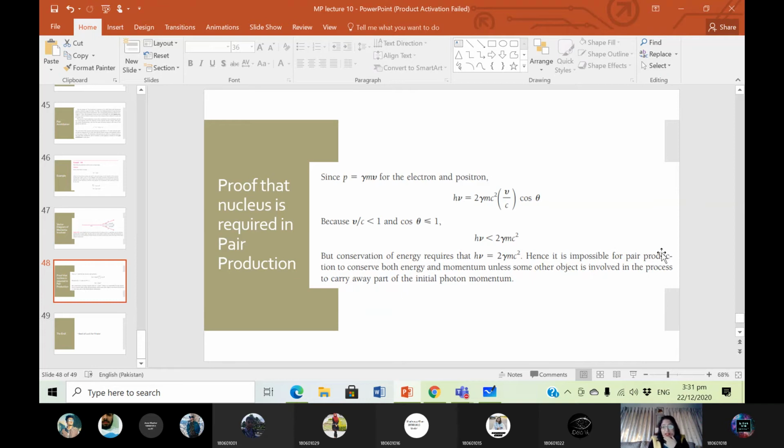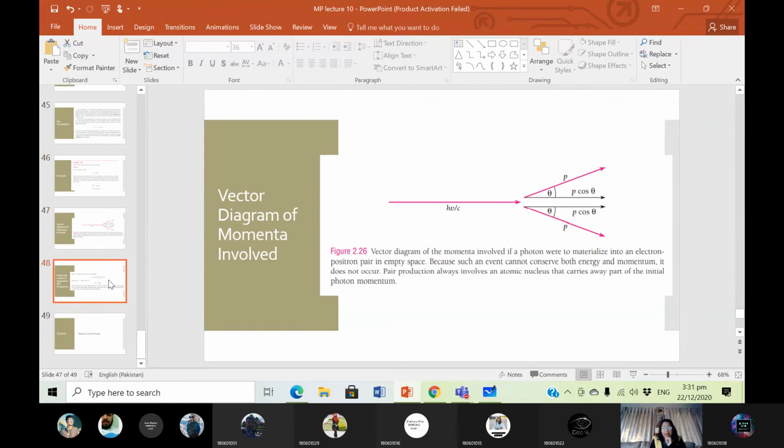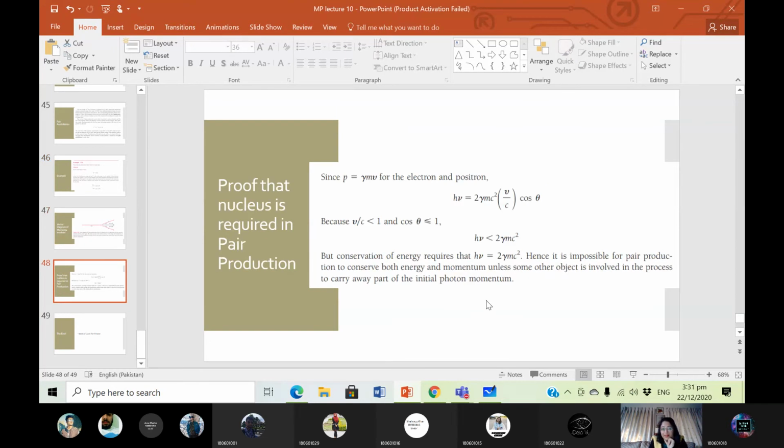So basically, it is impossible for pair production to both conserve energy and momentum unless some other object is involved in the process to carry away the initial photon momentum. So basically, this whole thing over here proves that a nucleus is required for pair production to take place. Otherwise, we're not able to conserve both energy and linear momentum in pair production if we do not have another nucleus or another particle. So, any questions so far?